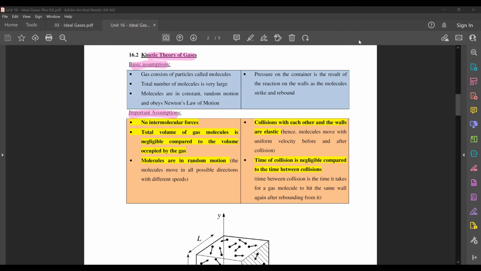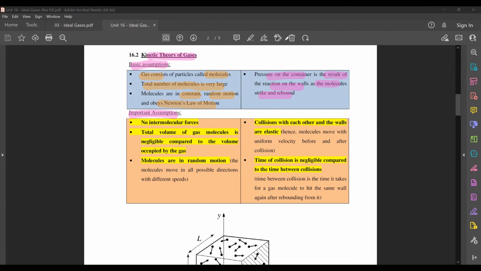The basic assumptions of the kinetic theory of ideal gases are that gas consists of particles called molecules. The total number of molecules is very large. These molecules are always in constant random motion and obey Newton's laws of motion, the first law, second law, and third law. And any pressure on the container that contains the gas is the result of the reaction on the walls as the molecules strike and rebound from the walls of the container.